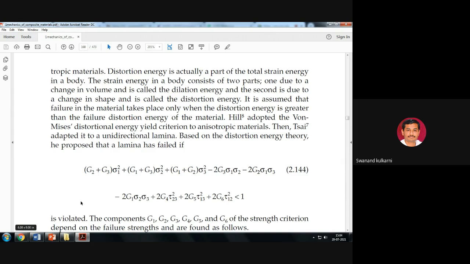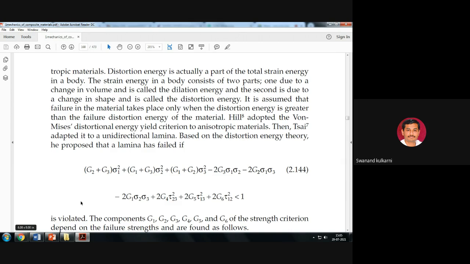One is due to the change in volume and is called the dilation energy, and the second is due to a change in shape and is called the distortion energy. Is it okay? These two things are very important, you should keep in mind that whenever the concept comes to change in volume, then it is the concept of dilation, and whenever there is change in shape, then it is the concept of distortion.